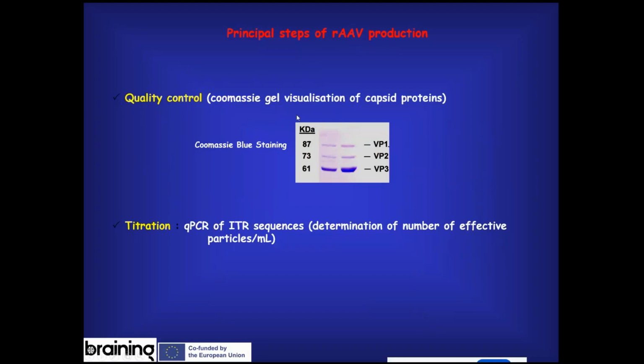viral preparation. So you do a Coomassie gel to see that you have only viral protein and not other protein. And you do a titration, so you measure the physical amount of viral particles, because we know that each viral particle has one copy of DNA. So you do a quantitative PCR with primers that recognize the ITR sequences, and you can determine the number of effective particles per ml. And then once you have this, the only thing you have to do is inject this in mice and test it.